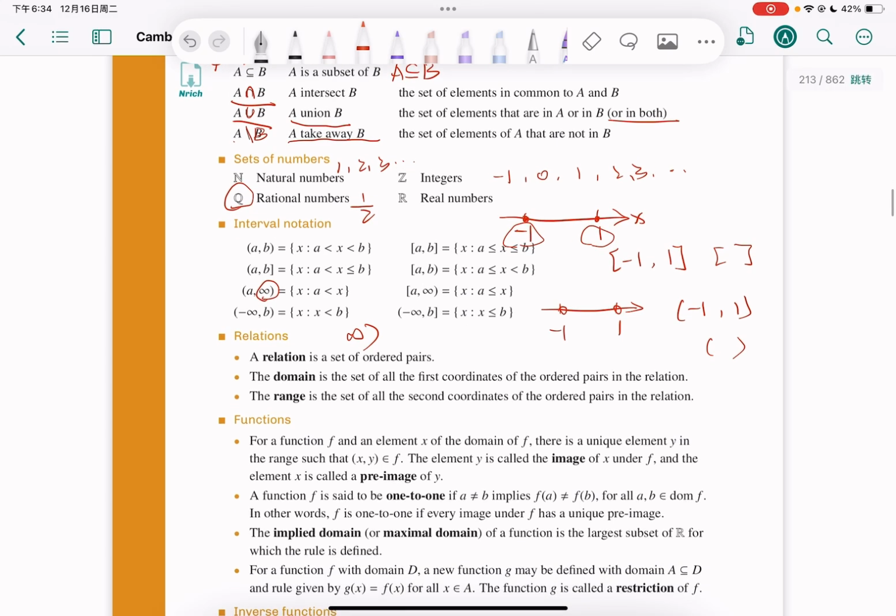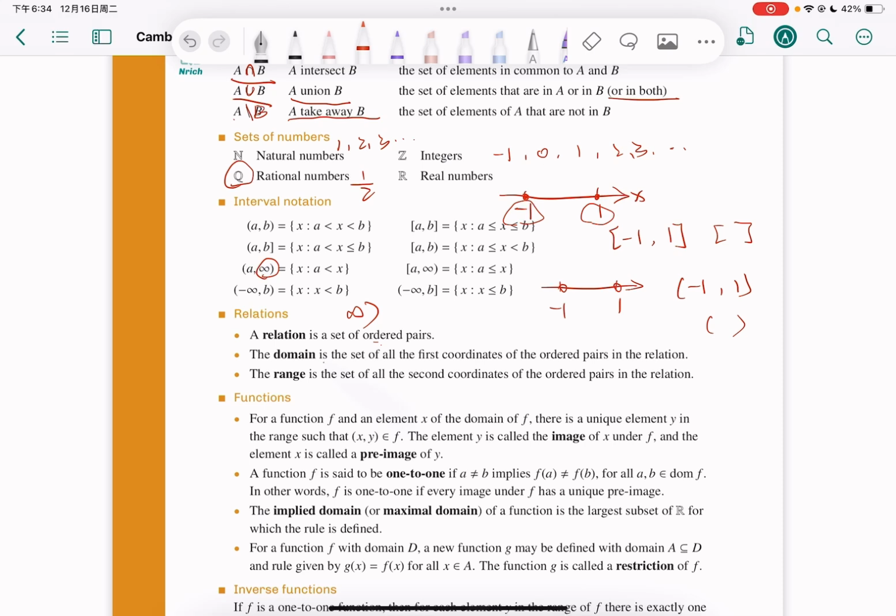Relations. A relation is a set of ordered pairs. So the domain is a set of all the first coordinates of the ordered pairs in the relation.